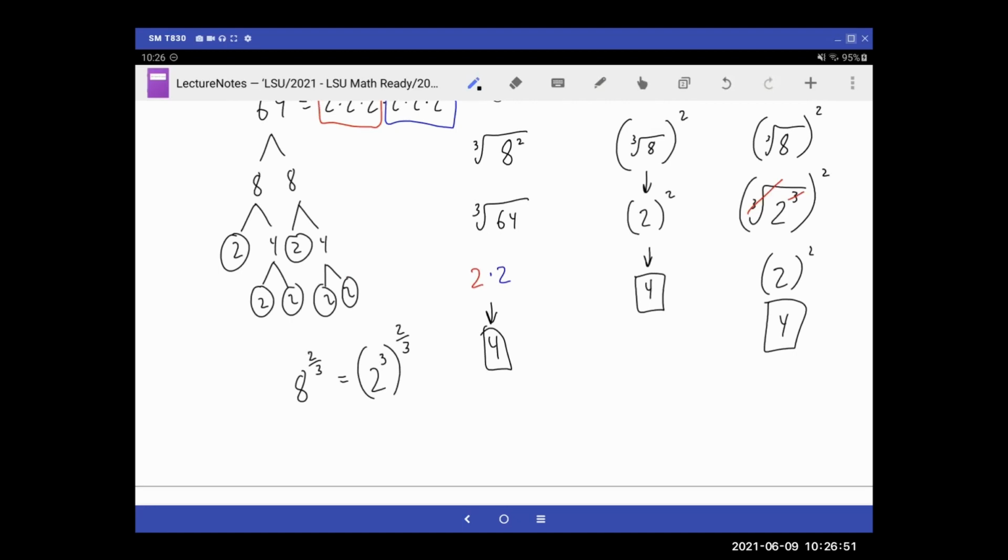So I'll write it as 2 to the third raised to the 2/3 power. Our laws of exponents say whenever you have this situation where you have an exponent raised to another exponent, you just multiply them together. So 3 times 2/3, the 3's would cancel, leaving me with a 2. And 2 squared is 4. Okay, anyway.